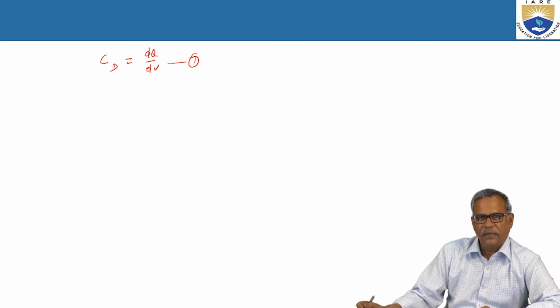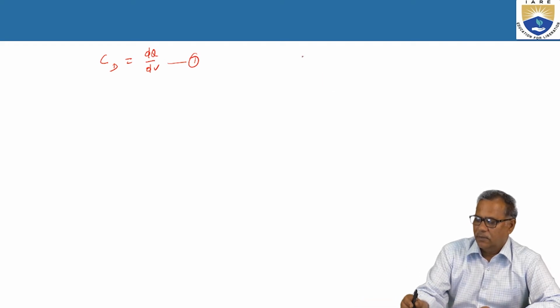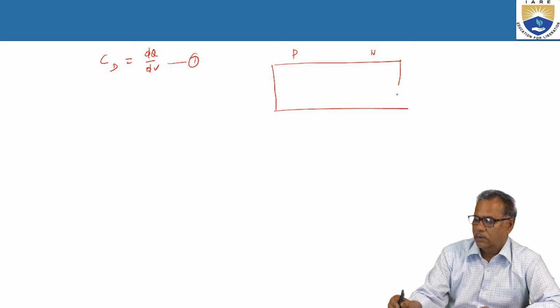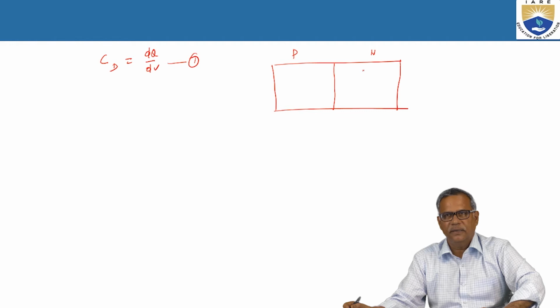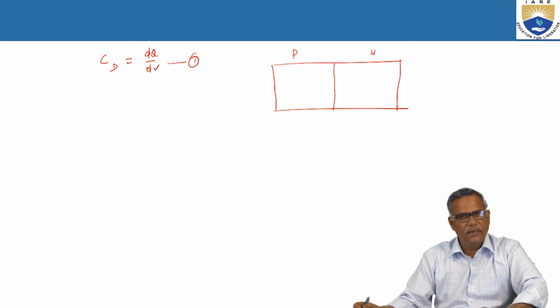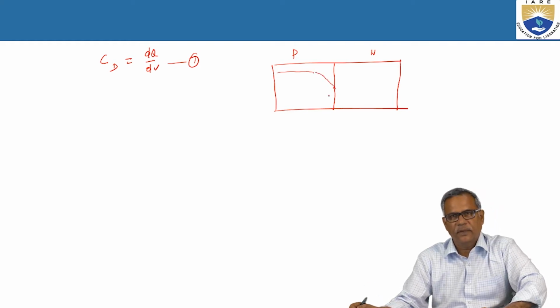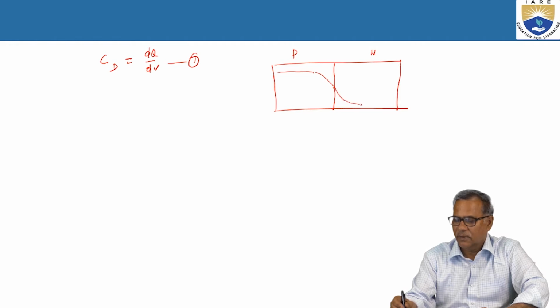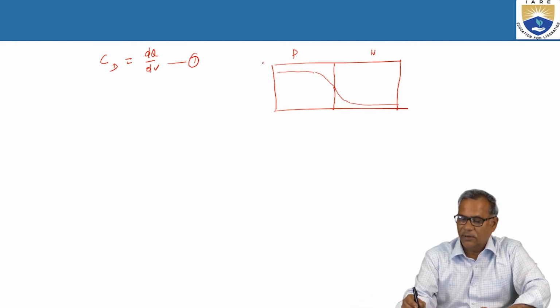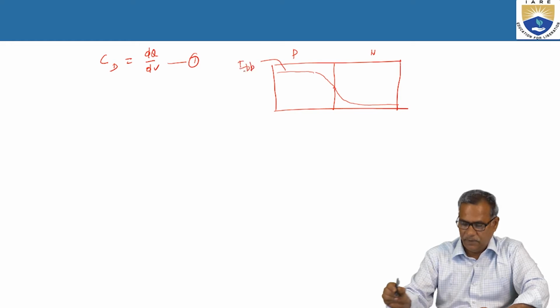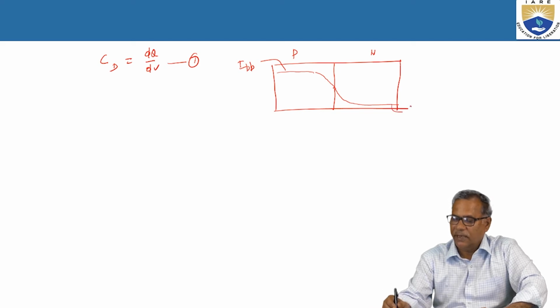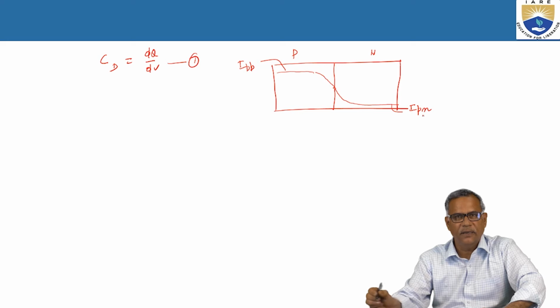Now, if you see the various current components in a PN junction, this is the P region and this is the N region. In the P region, the current flows mainly because of the holes. So the current due to the holes is more in the P region, and the hole current is less in the N-type region because holes are the minority charge carriers in the N-type region. I call this IPP, and this one I am going to call IPN. That means this is the hole current in the N region.